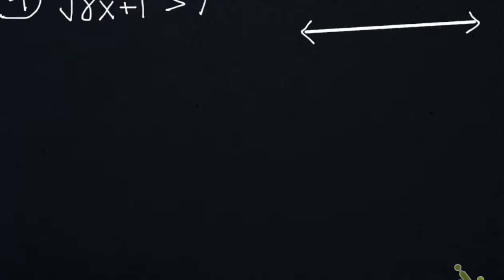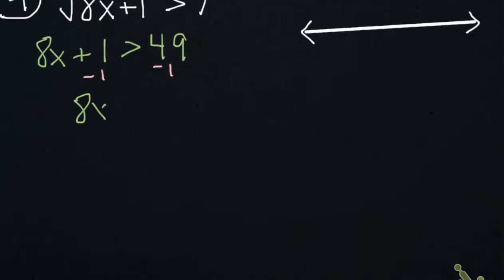Number 4, isolate the radical. Well, my radical is isolated in this part, so I can jump straight to the next step, which is to square both sides. We're raising it to the power. Now, the square and the square root cancel, leaving 8x plus 1 greater than 7 squared, which is 49. Now we solve for x. Minus 1 minus 1. So I have 8x is greater than 48.